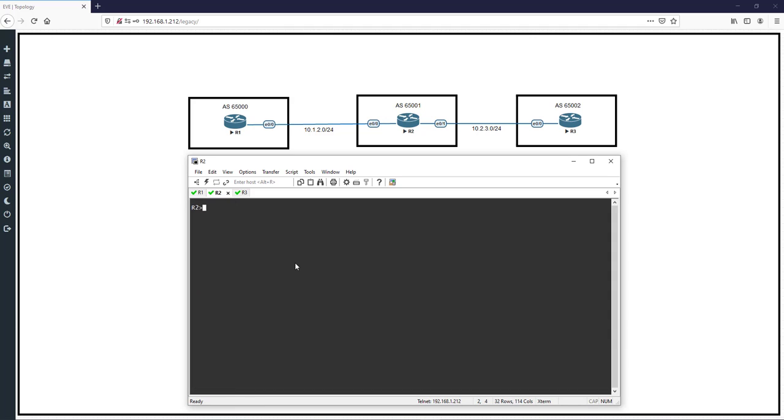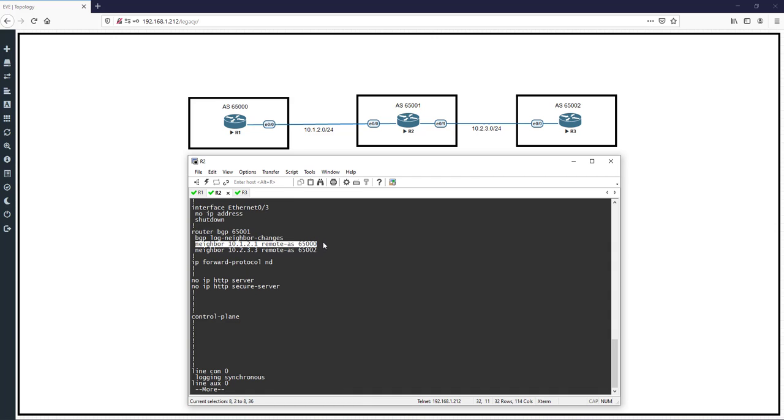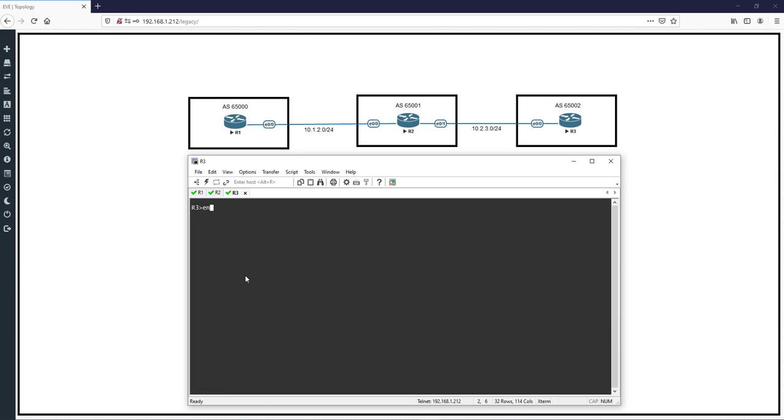And also we can check R2 show run. Look at here, router BGP 65001, and then neighbor 10.1.2.1 remote AS 65000, and then neighbor 10.2.3.3, that is the IP address of router 3, remote AS 65002. Finally, in R3 show run, it shows router BGP 65002, and then neighbor 10.2.3.2 remote AS 65001, that is the IP address of R2.